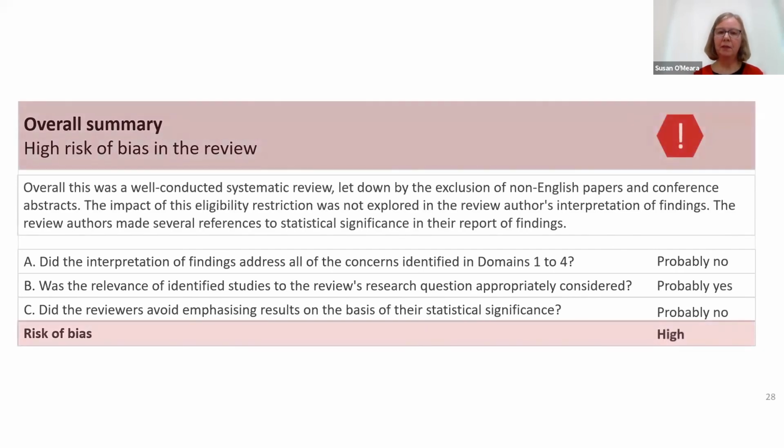Again, we include comments, but the overall risk of bias for the review is high risk. And that's because of those problems with excluding non-English language studies and excluding conference abstracts, because relevant material may have been omitted. And actually missing relevant material is a systematic review sin. You don't want to miss relevant material.